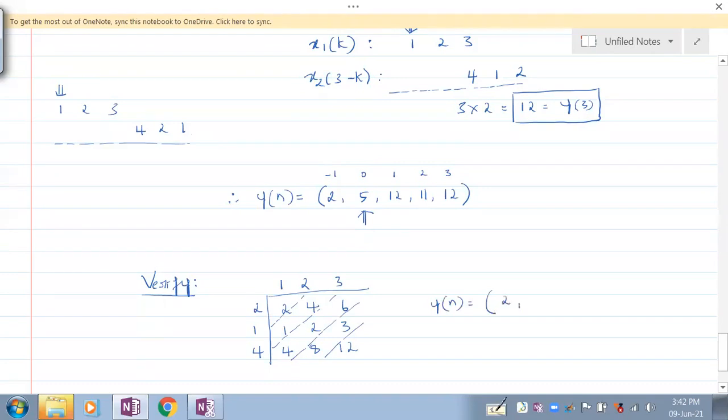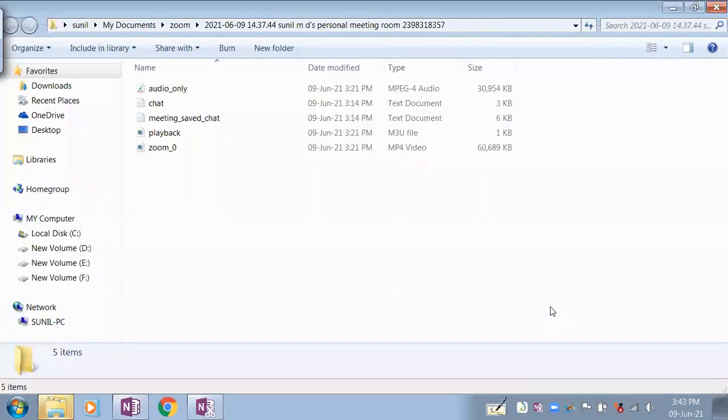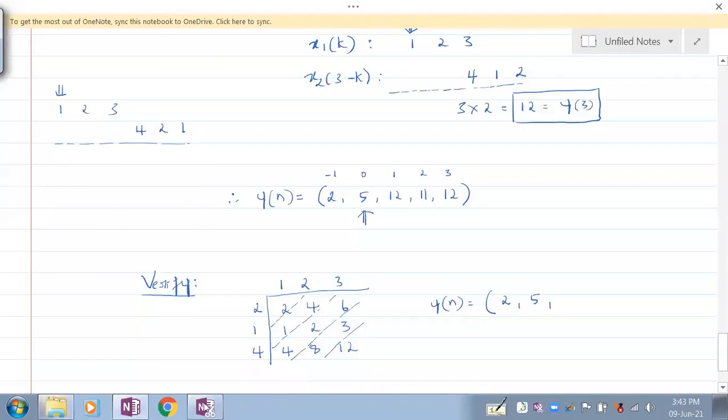First sample is 2, second sample is 5. How did we get the second sample to be 5 here? Add these two, it's 5. Add these three, it's 12. Add these two, it is 11. And the last one is anyway 12. So that is how we get to see the samples that we have calculated.